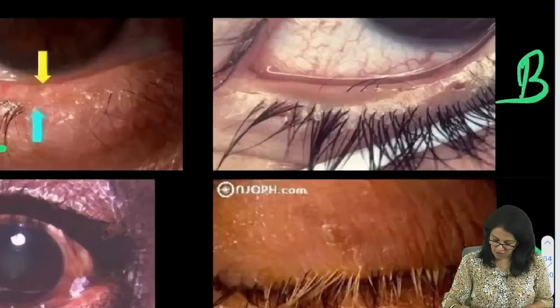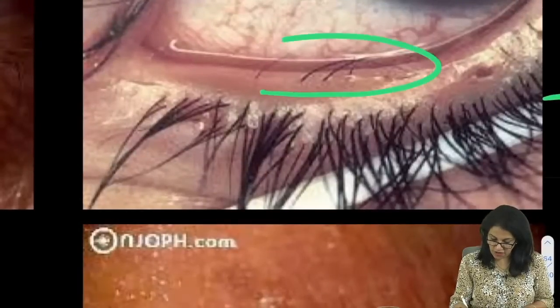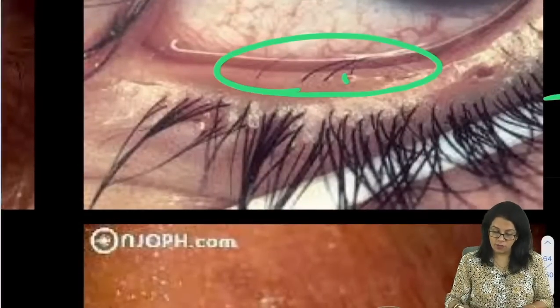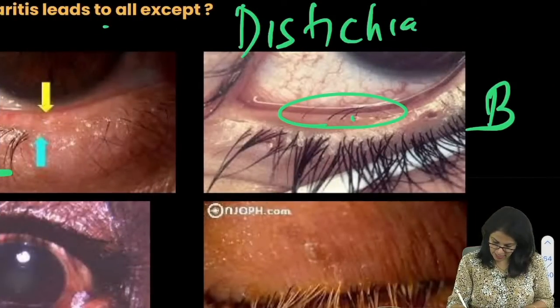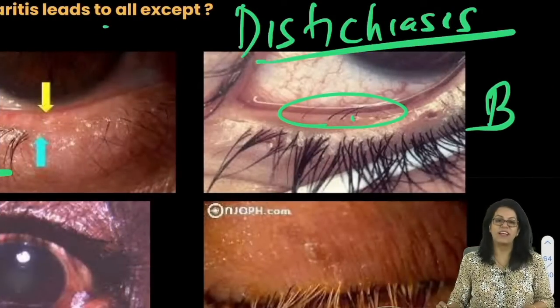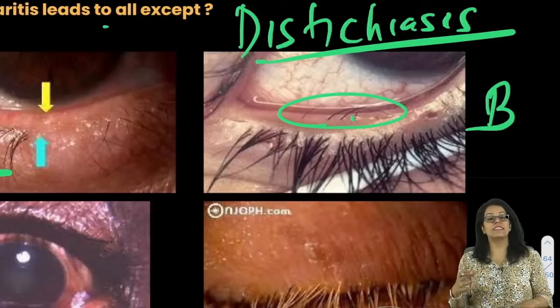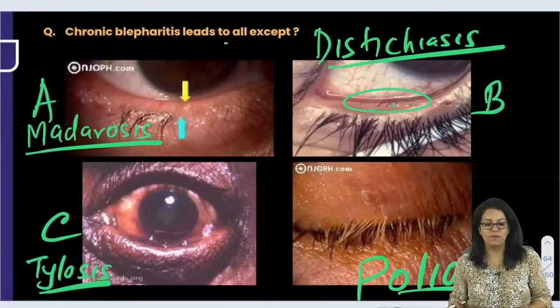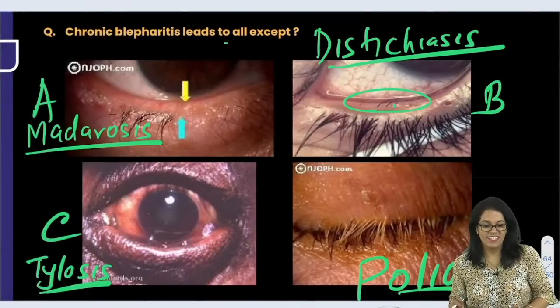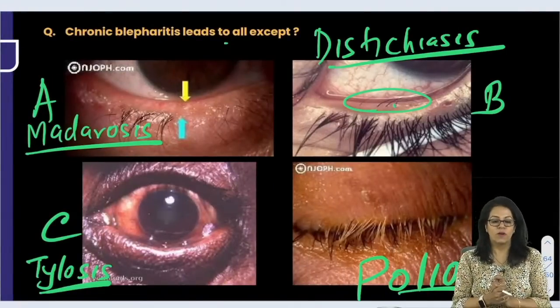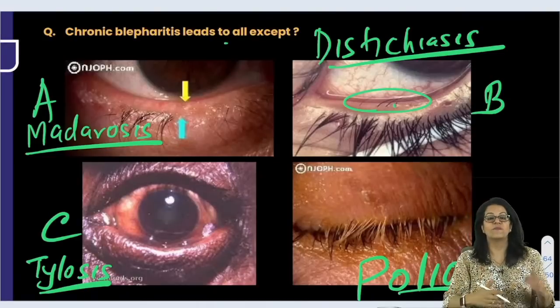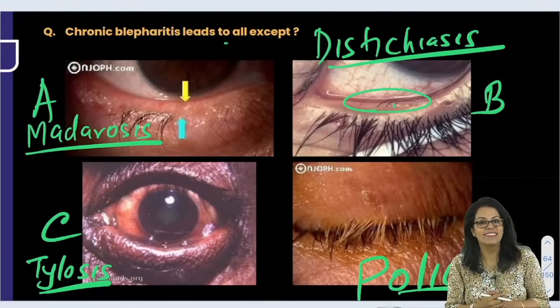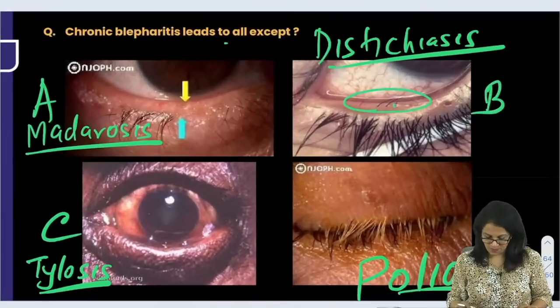What is B? What is B? Double row of eyelash. This is also your exam slide, so you have to remember this. This is distichiasis. Okay? Distichiasis or double row of eyelash. This is just a congenital thing. This is not after chronic blepharitis. So we have revised through this question. What is madarosis? You all remember it is also loss of eyebrow. What causes of loss of eyebrow did you read? Leprosy and myxedema. Okay.